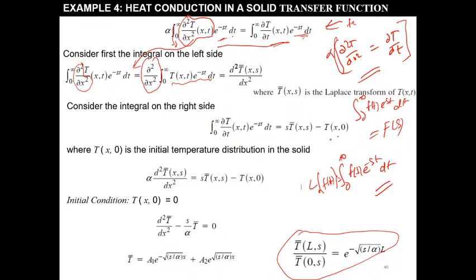Integral 0 to infinity of f(t) e to the power minus st dt. What is this? This is F(s). So simply you can write T(s). This term you can write as T(s). We have written T bar (x,s) like this, so that there is no confusion between the t and t bar, because this is representing the Laplace operator. So here it becomes d²/dx² T bar(x,s), because this is T bar, which we have taken here.